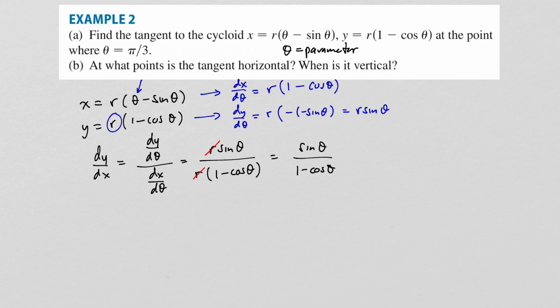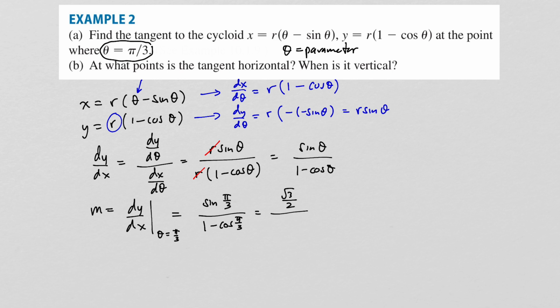So now how do we find the tangent when theta equals pi over 3? Well, we find the slope of the tangent line by taking dy/dx and plugging in theta equals pi over 3. So this is going to give us sine of pi over 3 divided by 1 minus cosine of pi over 3. The sine of pi over 3 is the square root of 3 over 2. Cosine of pi over 3 is 1/2. So we end up with the square root of 3 over 2 divided by 1/2, which is equal to the square root of 3. Now that's the slope of the tangent line.